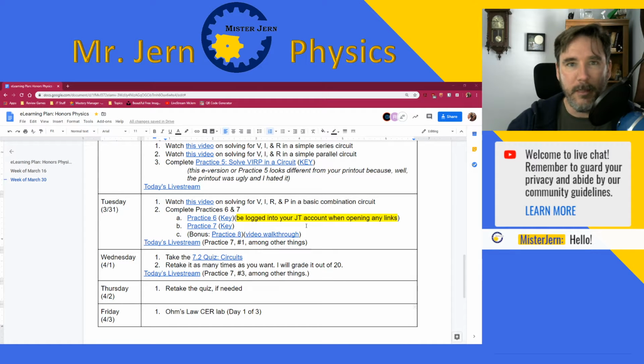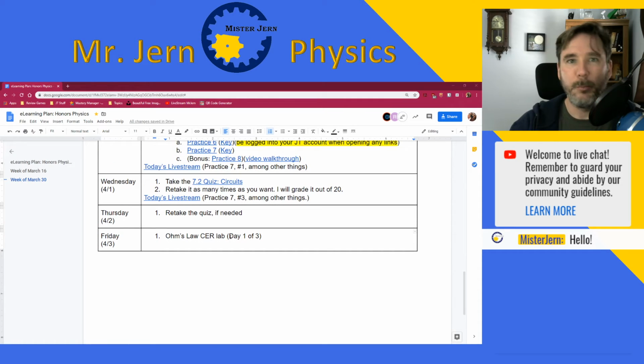So that said, before I get too far into this, I will give you a little preview of what I've got. Like I said, originally I was planning on giving some sort of test by the end of this week. That's obviously changed. That's going to be moved toward the middle or end of next week, because as you can see, I added a new lab, the Ohm's Law CER lab. If you don't remember, CER means claim, evidence, reasoning.